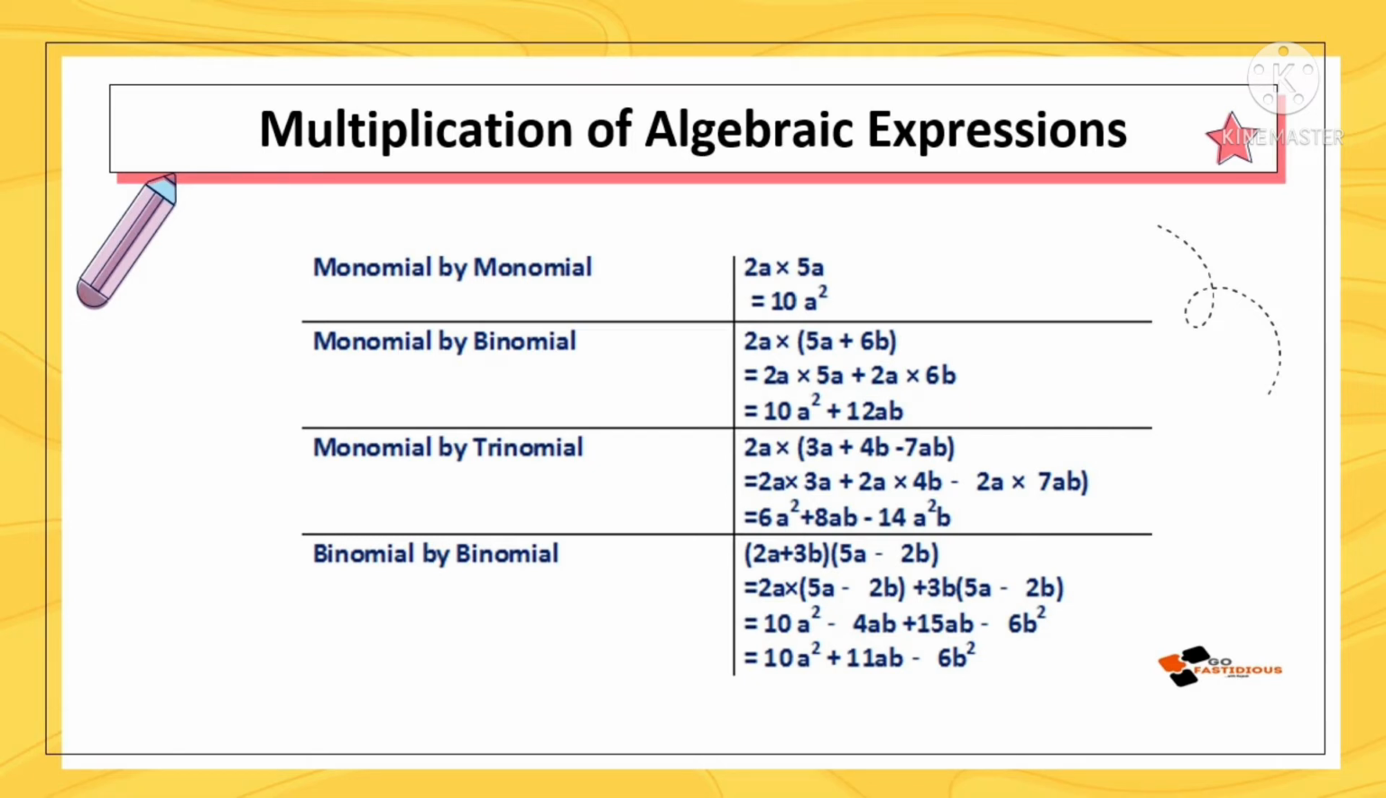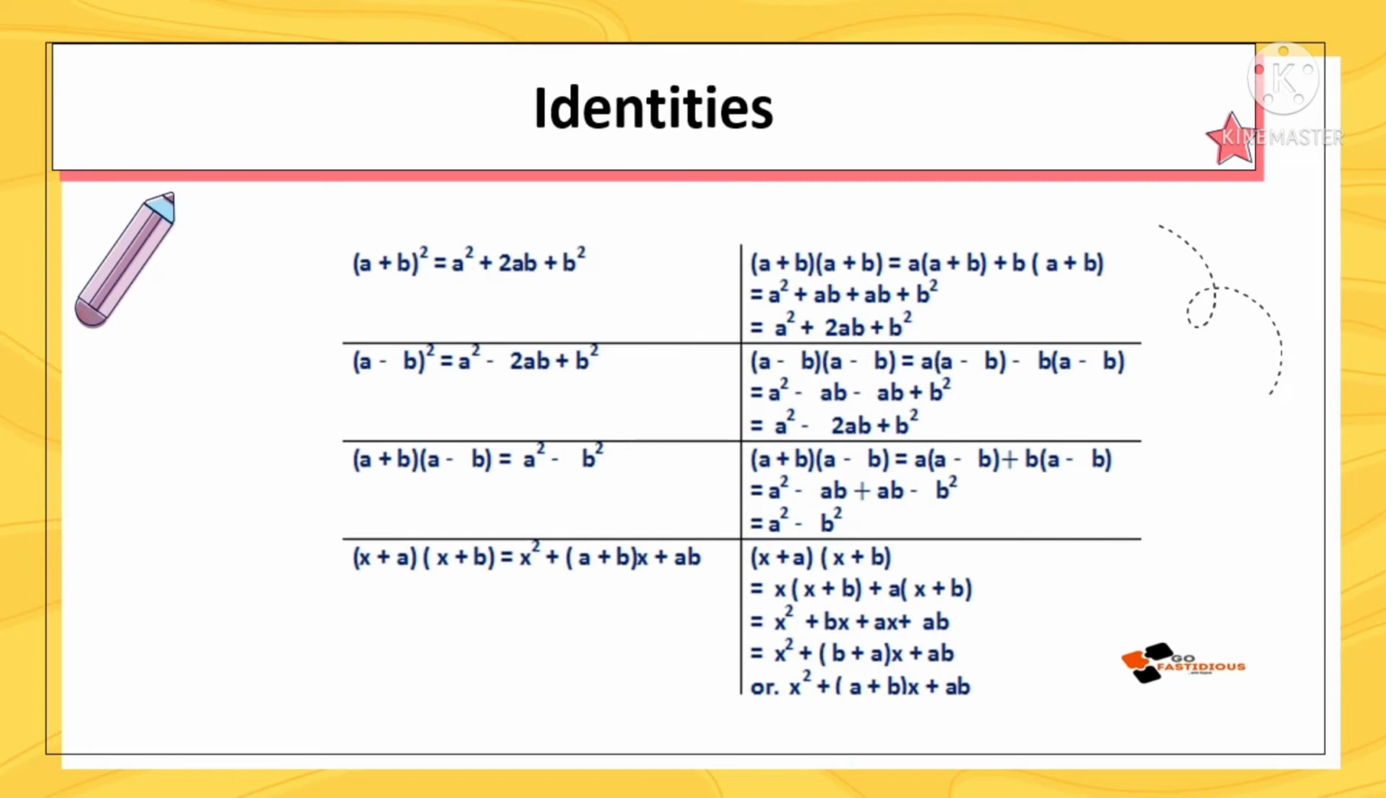Let's move forward and learn some identities, and these identities are very important. We have first identity a plus b whole square. So a plus b whole square is a square plus 2ab plus b square. I will explain to you also how this identity is there. Then a minus b whole square, a square minus 2ab plus b square. Then we have a plus b and a minus b, which is a square minus b square, and x plus a, x plus b is x square plus a plus b x plus ab.